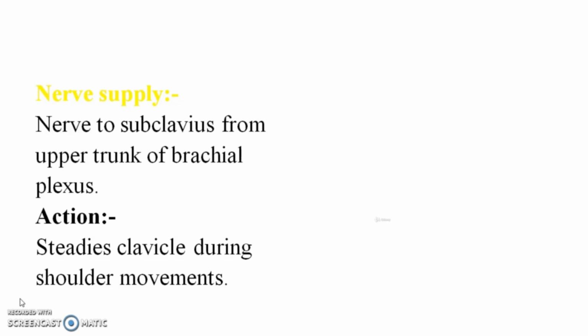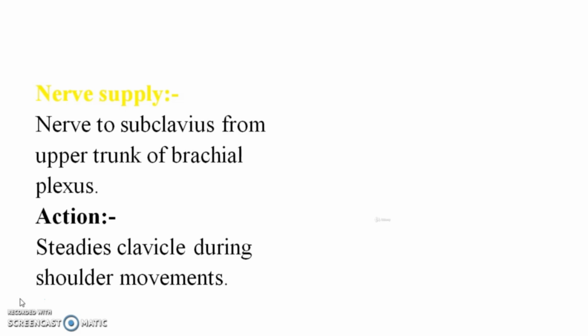And for the nerve supply, if you are thorough with the brachial plexus, you might know it has the upper trunk. From the upper trunk we get one separate branch which we call the nerve to subclavius. That is the nerve responsible for the innervation of the subclavius muscle. So these three muscles, which are very important in the pectoral region, are done.